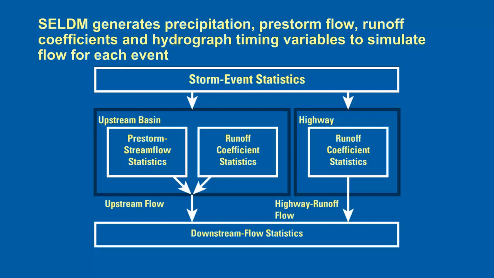SELDM generates precipitation, pre-storm flow, runoff coefficients, and hydrograph timing variables to simulate flow for each event. This schematic diagram shows that each stochastic precipitation event is applied to the upstream basin and the highway site. Each upstream flow is the sum of the stochastic pre-storm flow and the precipitation times the stochastic runoff coefficient value. Each highway or urban runoff flow is the product of the stochastic precipitation and the stochastic runoff coefficient value. These runoff flows may be modified by stochastically generating stormwater BMP treatment variables. The downstream flow for each event is the sum of the component flows.